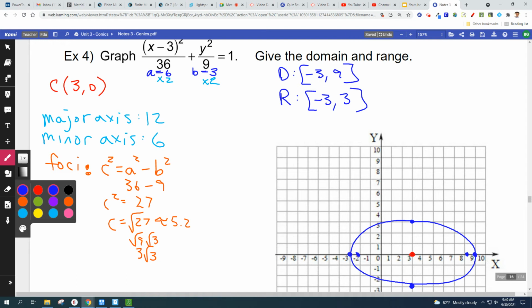If I asked you for the coordinates of the foci, what did we do to get there? We took that center number 3 and we added 3 square root of 3. Your y coordinate was still 0. That's one of your focus points. Then over here, what we did was we started at the center at 3 and we subtracted that number, 3 square root of 3, and the y coordinate was still 0. I know that's one of the hardest things to do. All right.